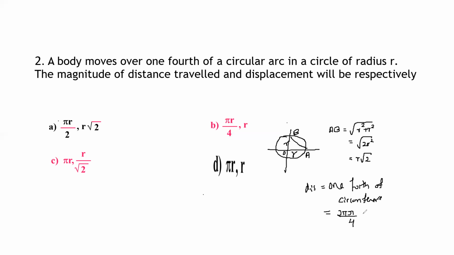1/4, as they have said, therefore it becomes 2 pi r divided by 4, which is equal to pi r divided by 2. So the correct option is option A. Option A is the correct option here.